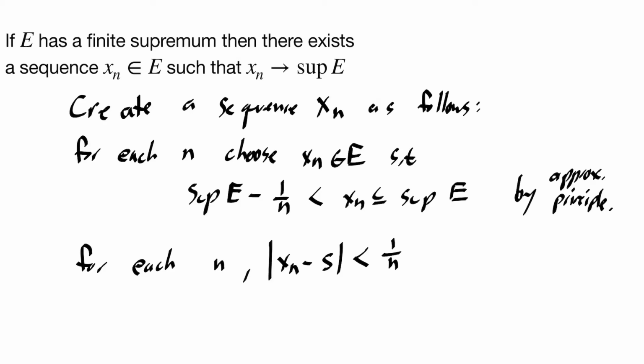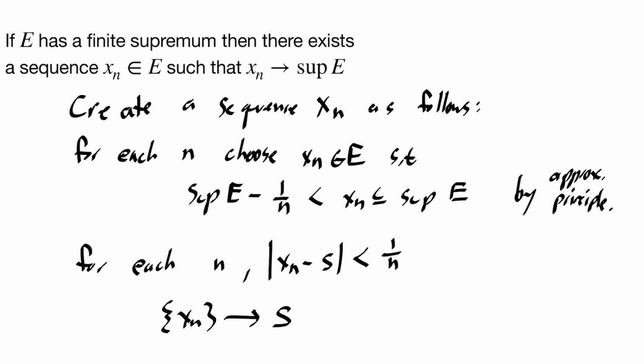So this obviously shows that this sequence xn is going to converge to that s, because take any epsilon and there's a 1 over n smaller than epsilon. Okay, so this is kind of the gist of that theorem and how we prove it.